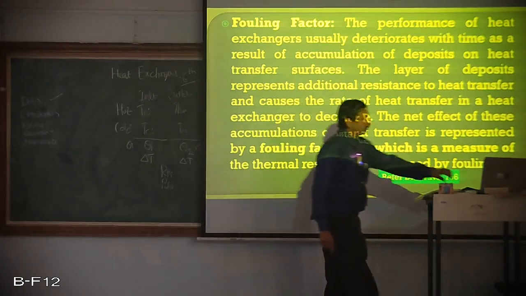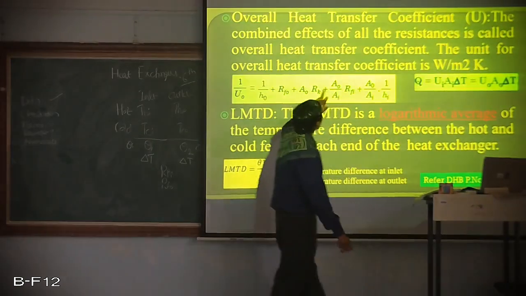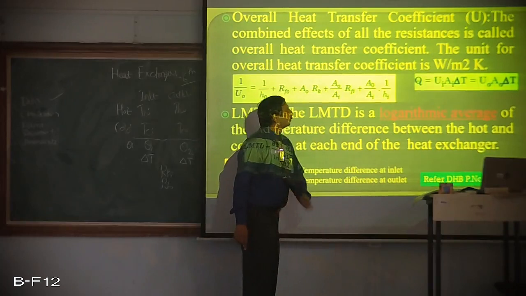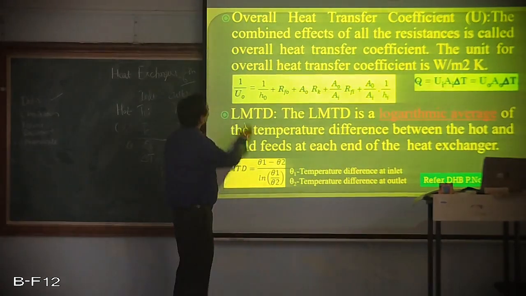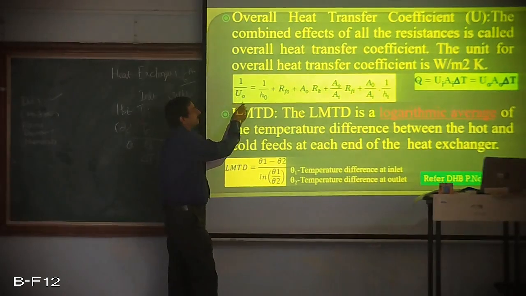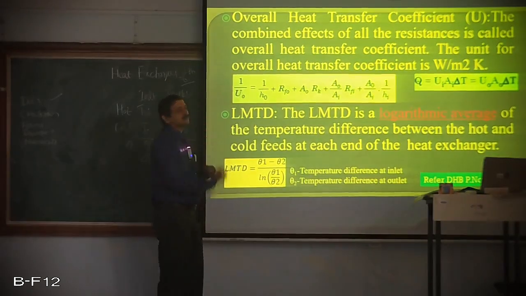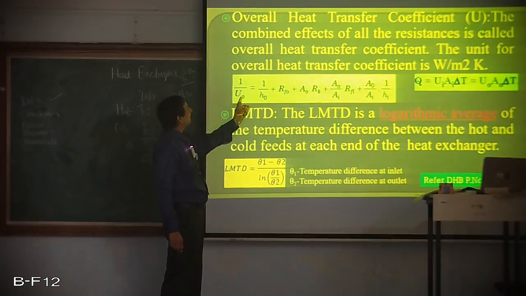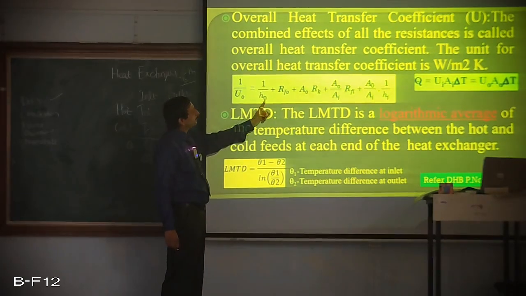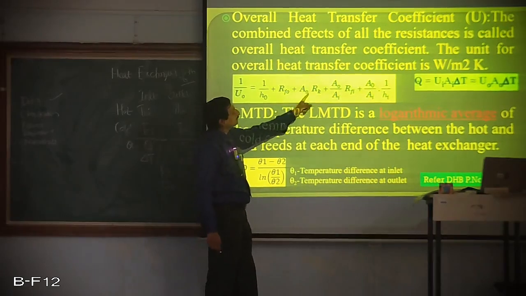Now another question comes here. Why is it Ao by Ai? Why is it not Ao by Ai? Because this is the overall heat transfer coefficient based on the outer surface area. Therefore, it is given as 1 upon Uo equal to 1 upon ho plus RFo plus so and so.